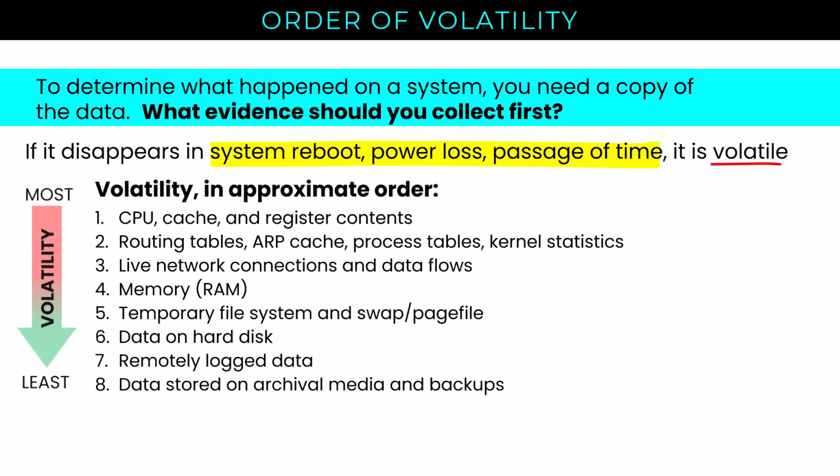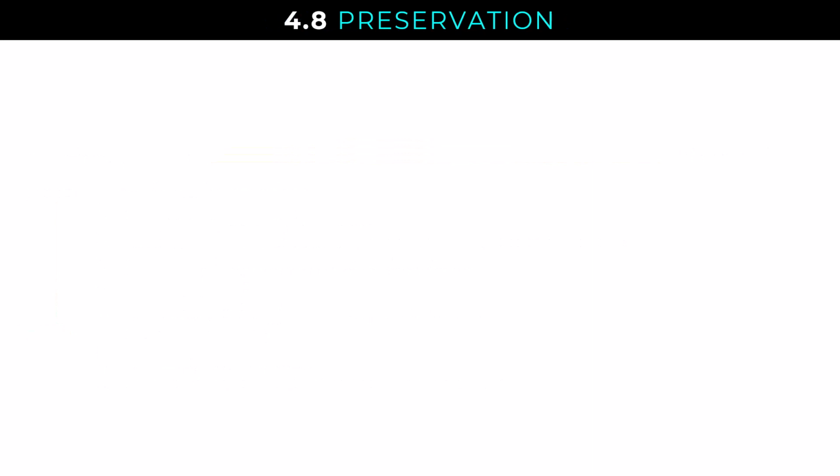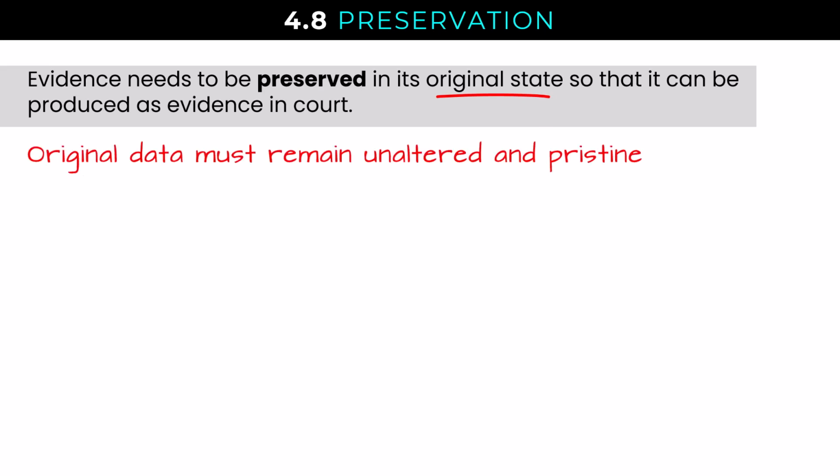For the exam, remember this: the volatile data, the data that is perishable, should be collected first. Which brings us to the topic of evidence preservation. Evidence needs to be preserved in its original state so it can be produced as evidence in court. That is to say, original data must remain unaltered and pristine.